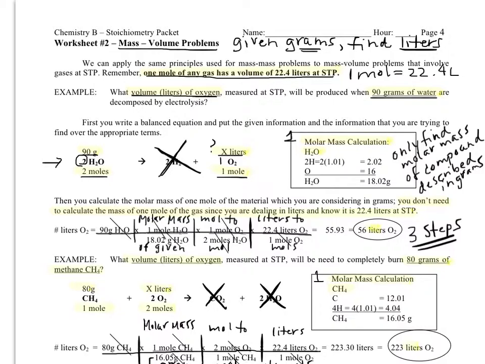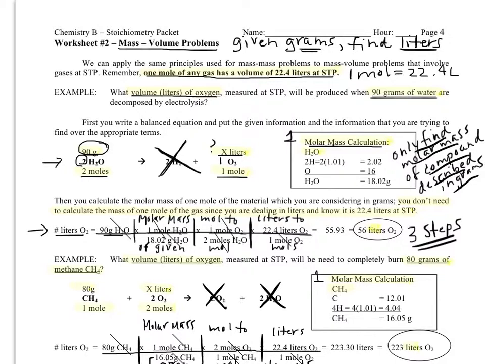All right, also note over here my 1 molar mass calculation. I'm only going to calculate a molar mass for the thing that I'm told about in grams, which in this case is the H2O. All right? So don't go automatically calculating 2 molar masses because you'll waste time and probably confuse yourself. So when I set up my factor label problem here, I have been given how many grams of water I have and asked to solve for liters of oxygen.